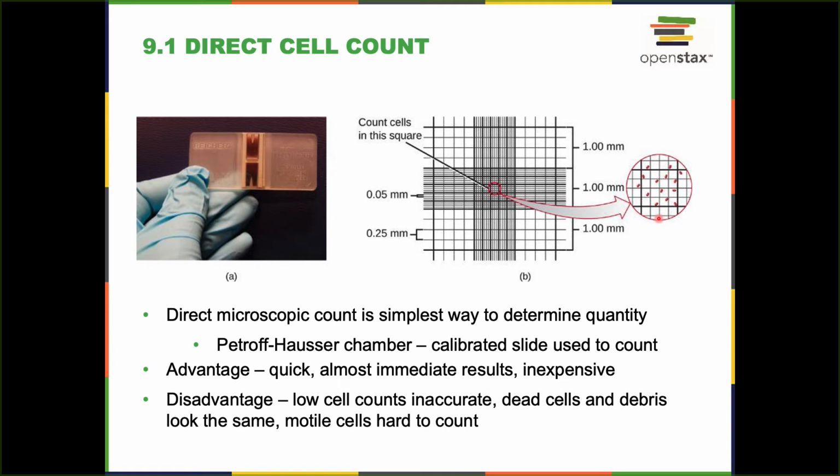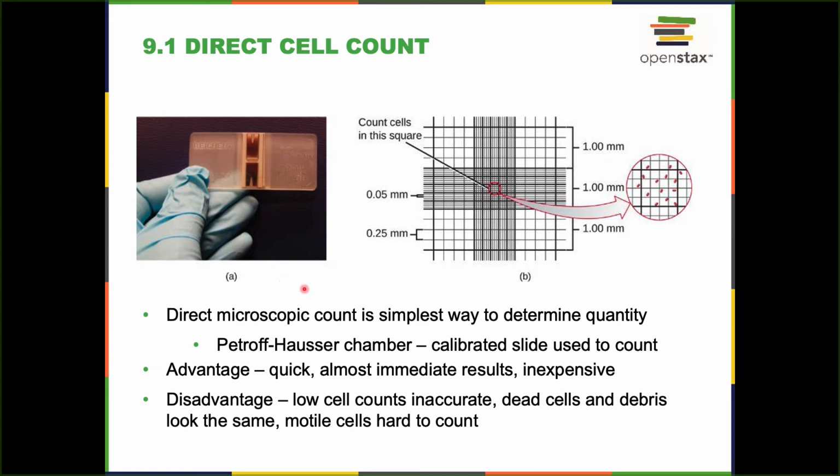It's relatively inexpensive. All you need to do, okay, relatively, yeah? Because you're gonna need one of these, which costs hundreds of dollars. But other than that, it's relatively inexpensive. And then, of course, you get your numbers immediately. And you get actual cell number, and that's the most important thing. You see the cells. You know exactly how many cells there are.